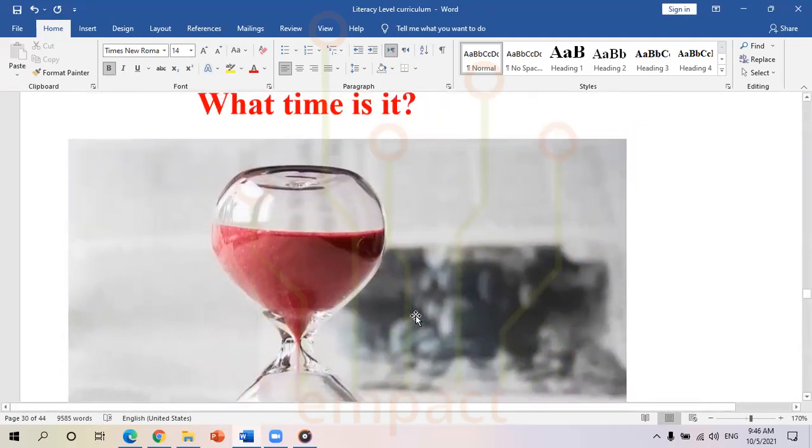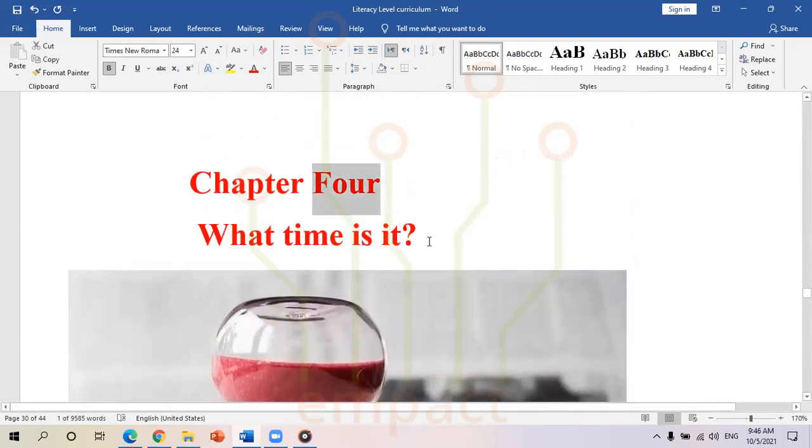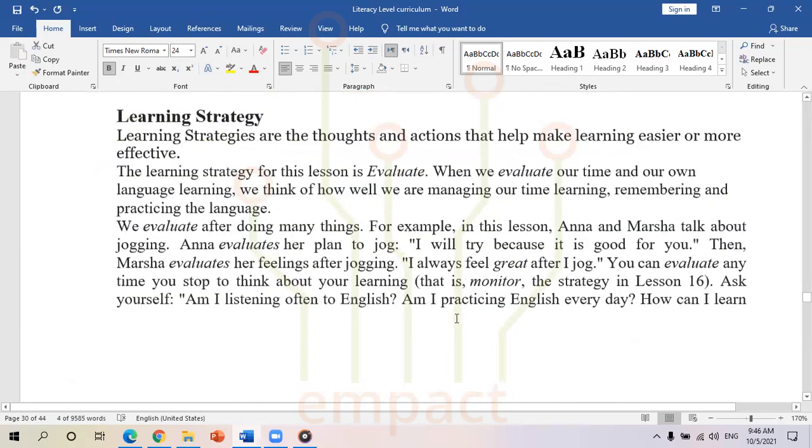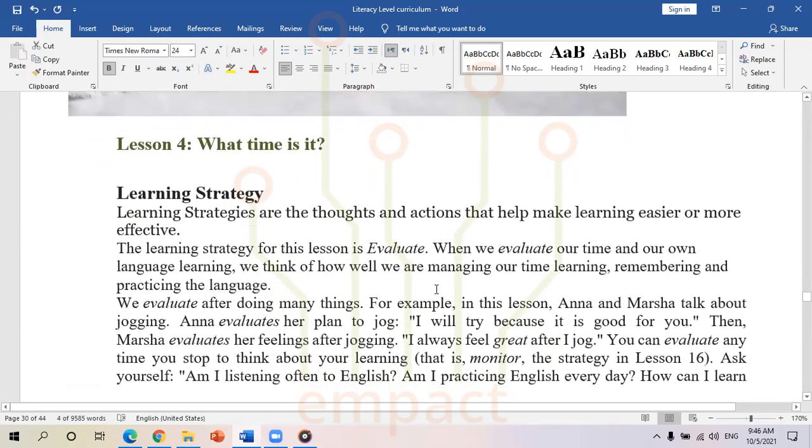Now we have to move to chapter 4. As I told you even before, I don't know if you remember, I said your curriculum is only 5 chapters. So now we are going to start chapter 4, which is about what time is it. You all have an idea about time, about how we ask people about time: what time is it, when you go to school, when you sleep, when you wake up, when you have an exam, when the exam starts, when it is finished, when is the deadline. These are all questions related to time, isn't it?